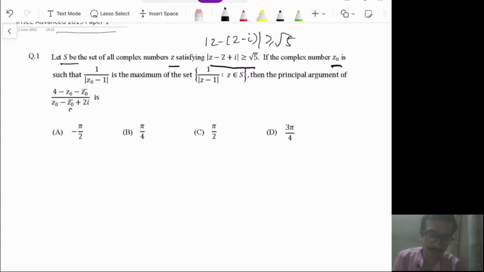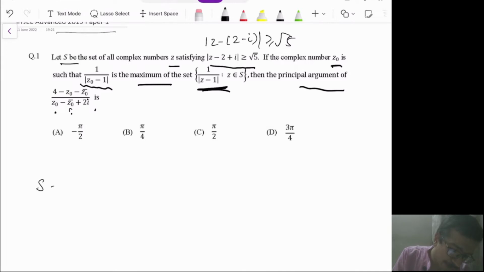The complex number z0 is the one which maximizes the value of 1 over mod z minus 1. So 1 over mod z0 minus 1 is the maximum of the set 1 over mod z minus 1. Then what is the principal argument of 4 minus z0 conjugate over z0 minus z0 conjugate plus 2 iota? Okay, so let's first try to understand what the set is.